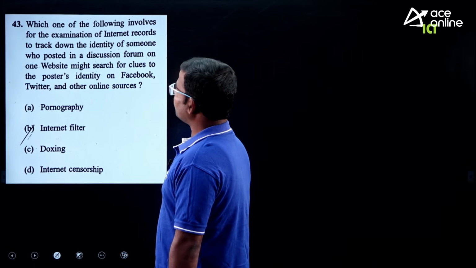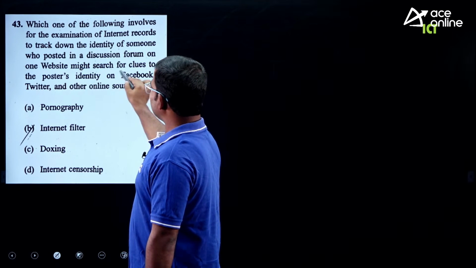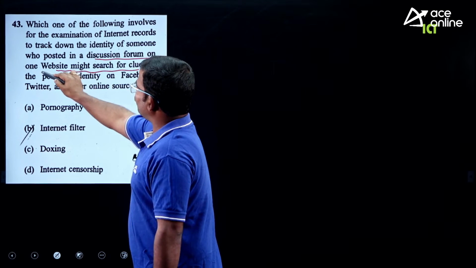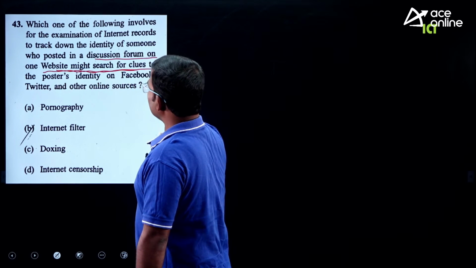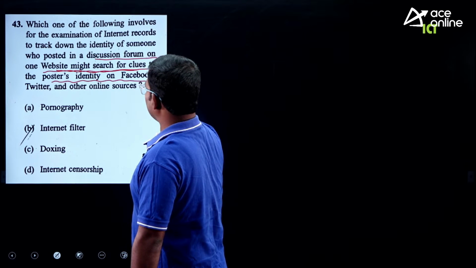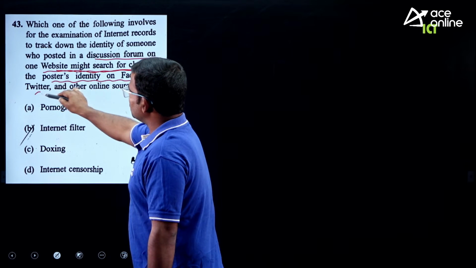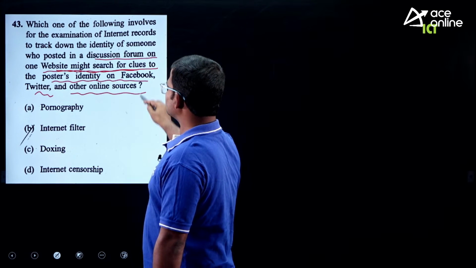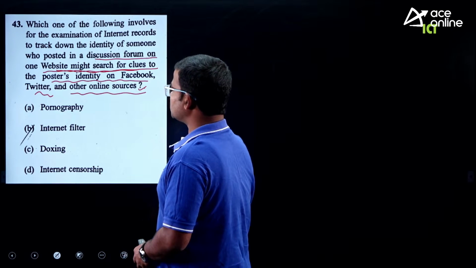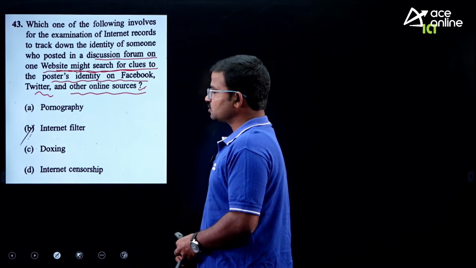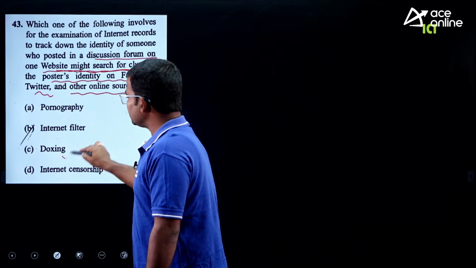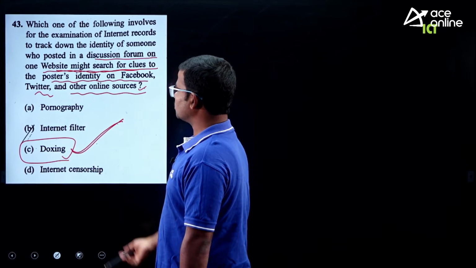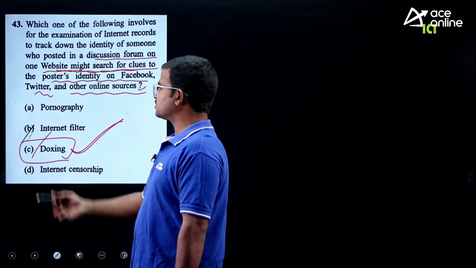Next, question number 43. Here they mentioned a discussion forum on a website, where one might search for clues to the poster's identity on Facebook, Twitter, and other online sources. So how to distinguish all these? Mostly we are using doxing, right? It means option C is the right answer. So doxing is the correct option here. So question number 43, option C is the right answer.